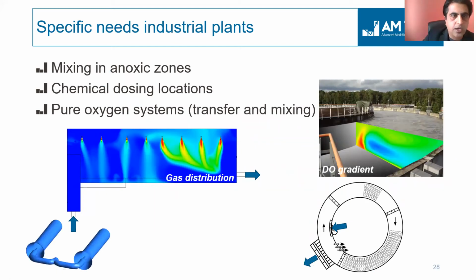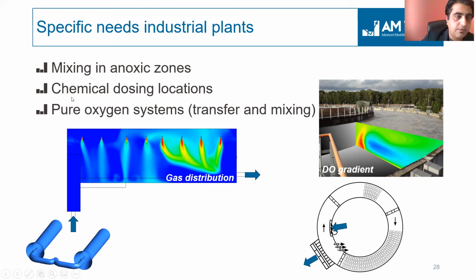But if you look at industrial plants, there are several needs. One of them, of course, is the mixing in the anoxic zones where you don't have aeration, you have mixers, and pumping and mixing costs are quite high. And not only cost, but you also have to make sure that you have very good performance in those zones, which can be very critical. So CFD can definitely help in figuring out the mixing in the anoxic zones and also optimizing it.